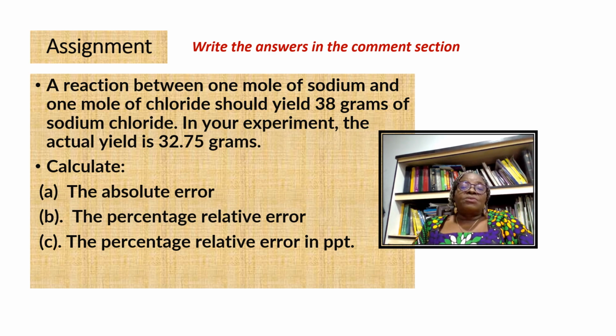I want you to give me a feedback from this work. I've given an assignment here. A reaction between 1 mole of sodium and 1 mole of chloride should yield 38 grams of sodium chloride. In your experiment, the actual yield is 32.75 grams. So calculate A, the absolute error, B, the percentage relative error, C, the percentage relative error in parts per 1,000. Write the answer in the comment section.